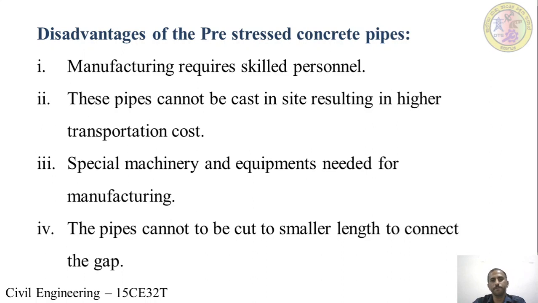The disadvantage of pre-stressed concrete pipes: the manufacturing of these pipes is somewhat complex compared to normal cement concrete pipes. So, it requires skilled personnel for the manufacturing. These type of concrete pipes cannot be cast in the site. They can be cast only in the casting yard with special machinery and equipment, resulting in higher transportation cost.